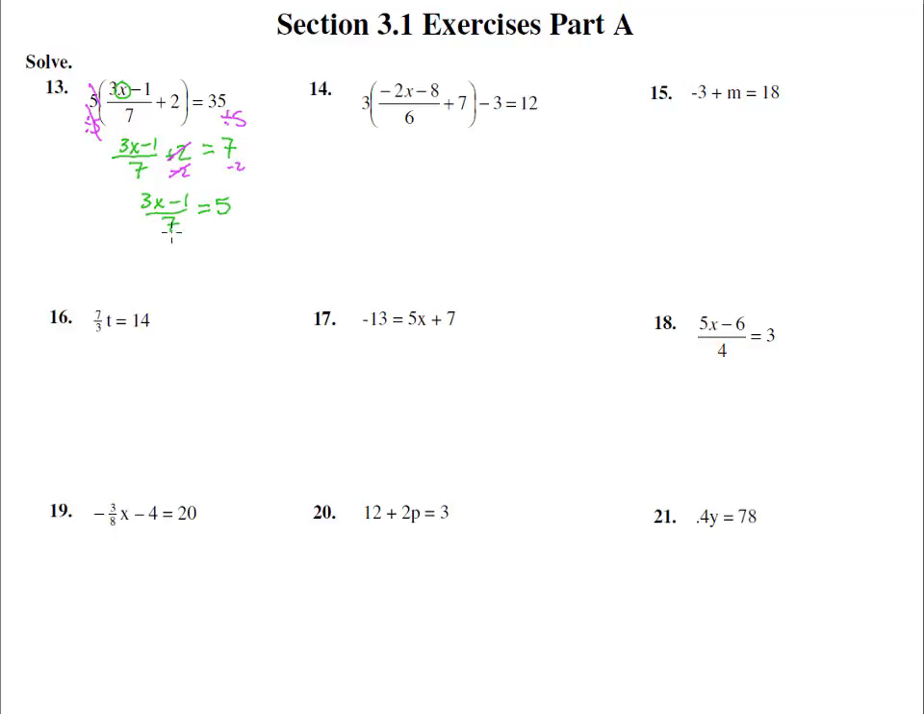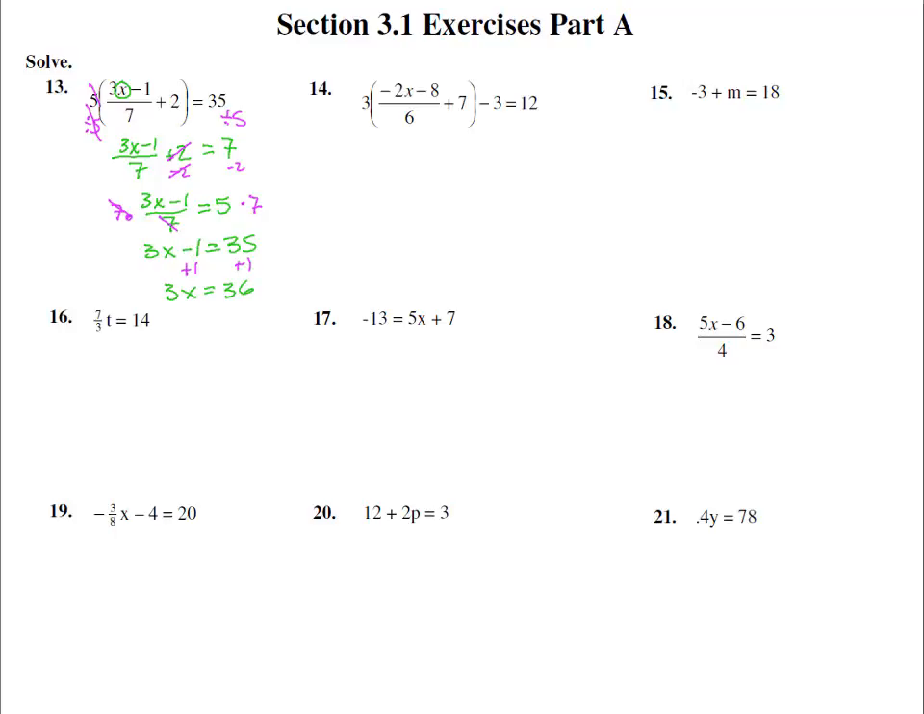How do we undo this divided by 7? That's the next outside piece. We times by 7. Times by 7, times by 7. These 7s cancel. We don't times by 7 up there. We did that to get rid of it, to undo it. And now we have 3x minus 1 on this side of the equal sign, and on the other side we have a 35. Okay, how do we get rid of that minus 1? Well, we add 1. And we add 1, and we get 3x equals 36.